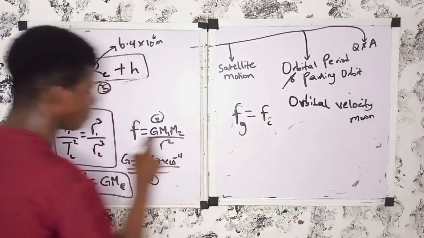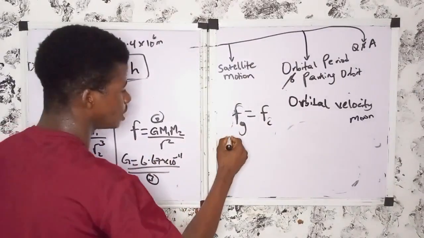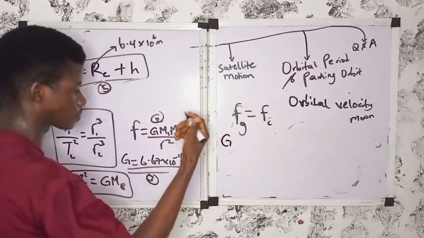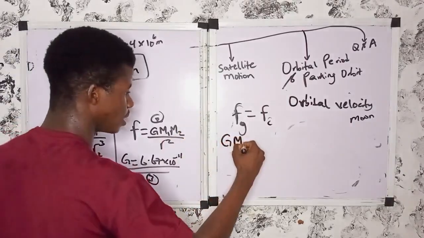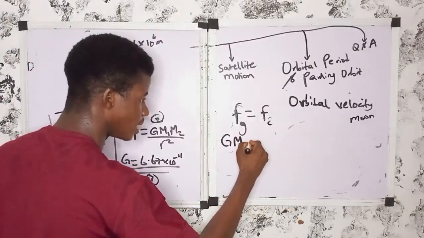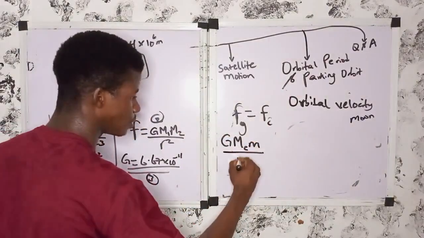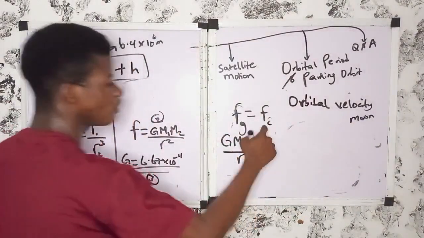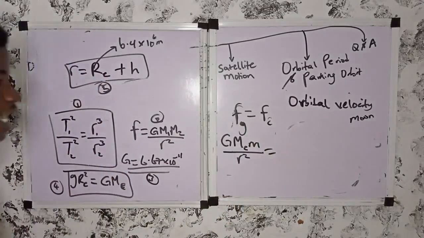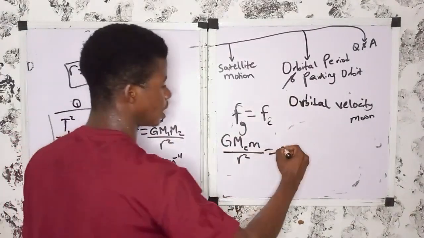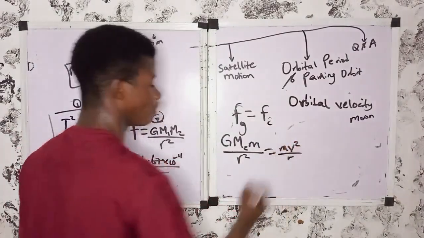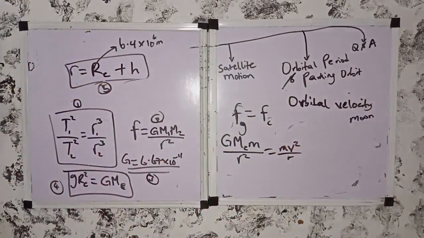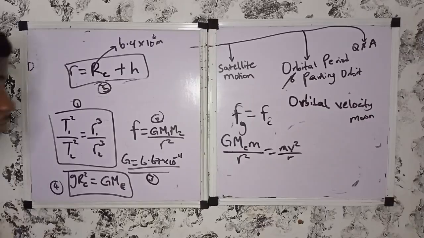Now, the formula for gravitational force is G M_E m over r squared, equals to the formula for centripetal force. Actually, guys, the formula for centripetal force is mass times the square of velocity over the radius.